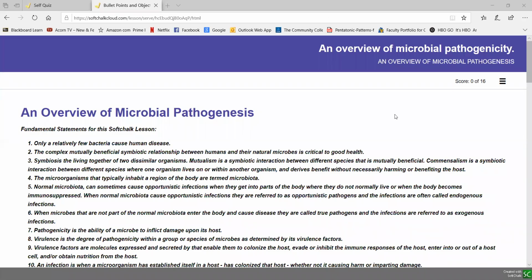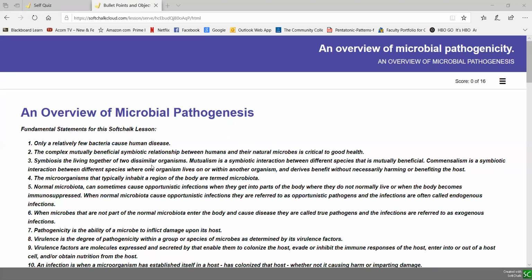In Unit 3, Lecture 1, Part 1, we're going to look at an overview of microbial pathogenicity. As typical, we begin our lesson with a list of fundamental statements. Now, beginning with Unit 3, I'm going to stop reading the fundamental statements to you and just assume you're doing that as part of your study techniques. So make sure, again, that you go through the fundamental statements here.